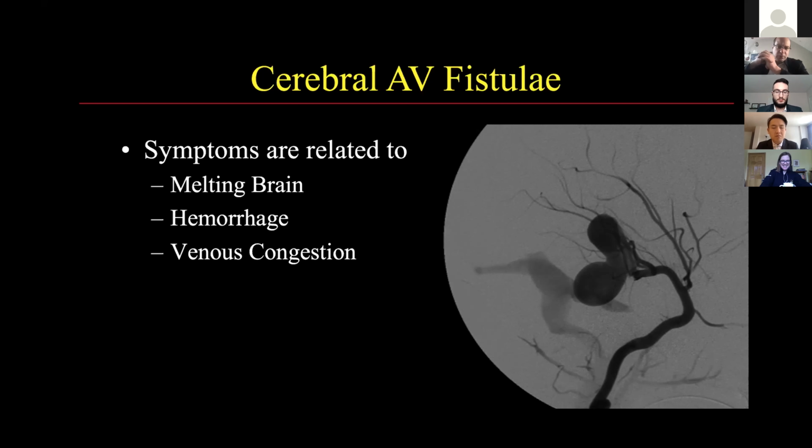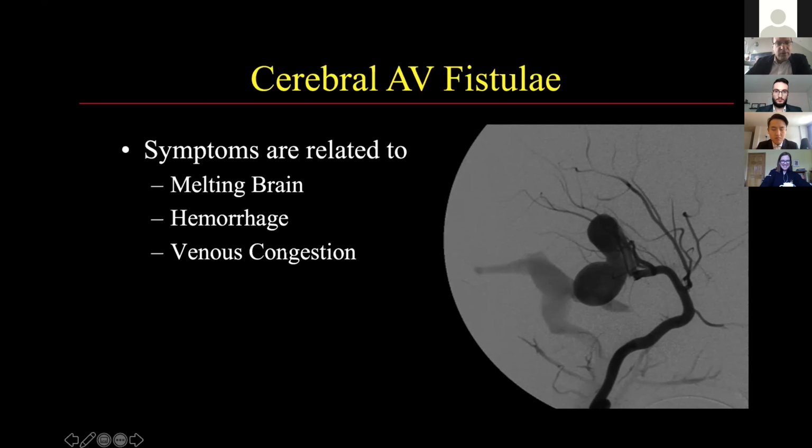The second possibility for how these patients can become symptomatic is due to bleeding, hemorrhage. This is due to the fact that, similar to the spinal arteriovenous fistulas, the ballooning of the venous pouch will lead to a thin wall that can then at one point in time rupture.